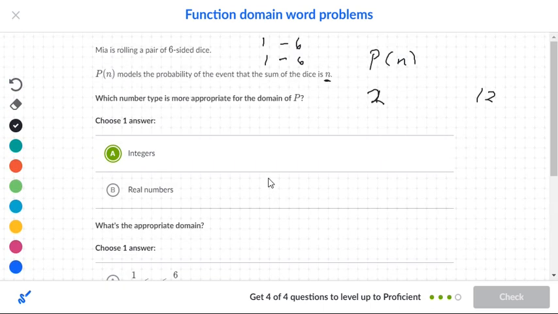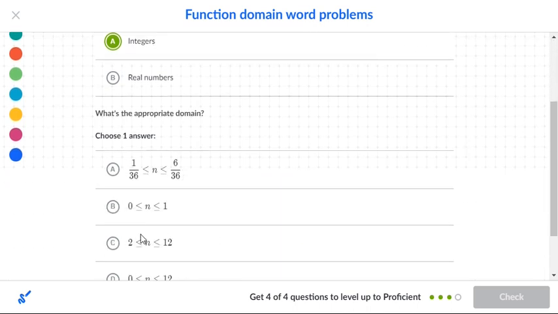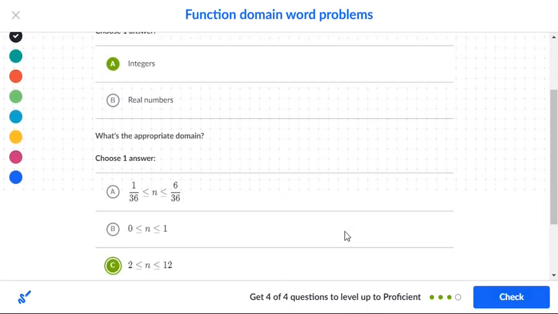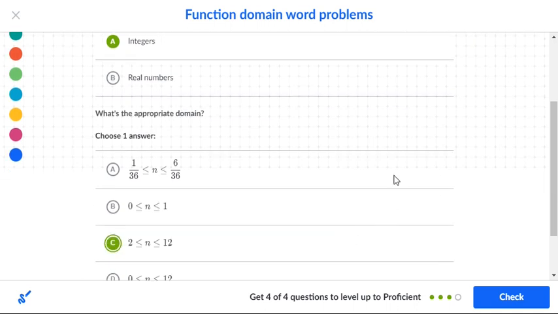Now, as for our domain, the description of the domain, we're going to have the letter N. You can't do better than 12. Now, you can roll a 12, but you can't do better than 12. And the lowest you can go is a 2. So it's going to range from 2 to 12. So 2 to 12, and that would be C, because you want to recognize what the appropriate domain is.